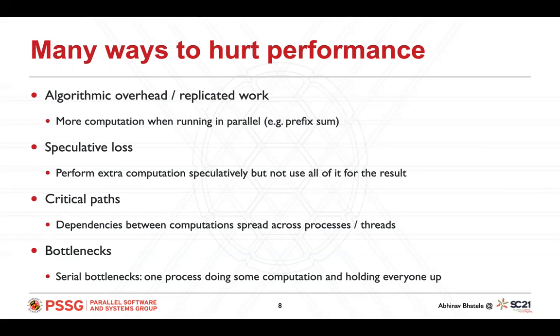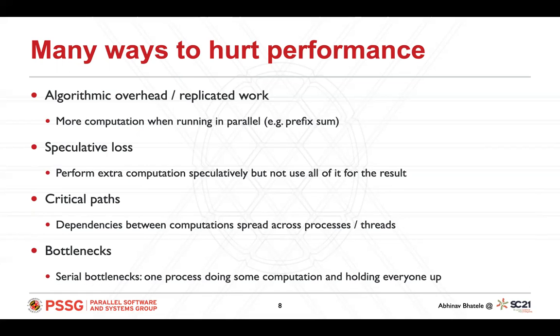When running a parallel program, there might be complex dependencies between computations spread across processes or threads, and when there are long chains of these dependencies, they can slow down a program. People often refer to these as critical paths. Finally, there might be bottlenecks, which can slow down the program execution. Serial bottlenecks is one example where one process is doing some computation and it holds everyone up.